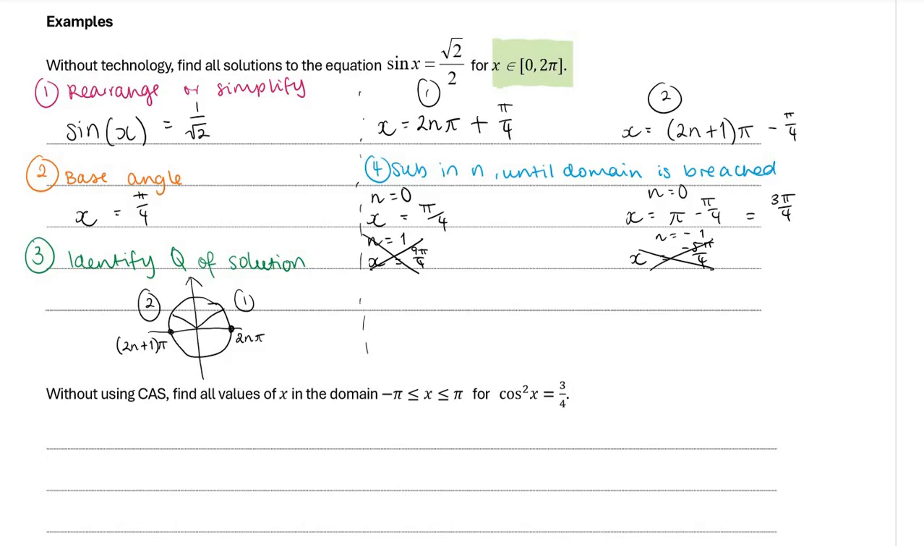So you're looking for your answers to be between 0 and 2 pi, and you need to sub in n on either side of the value, so you can do negatives, you can do positives, until you breach it on either side. Now, the very last step for this one is going to be to actually state your answer, okay? So you've done all this beautiful working out, you actually need to state the answer.